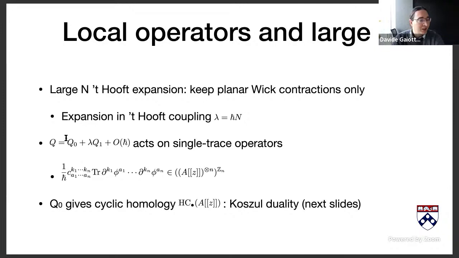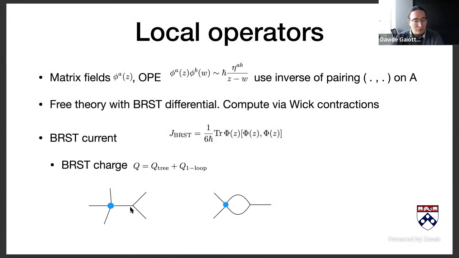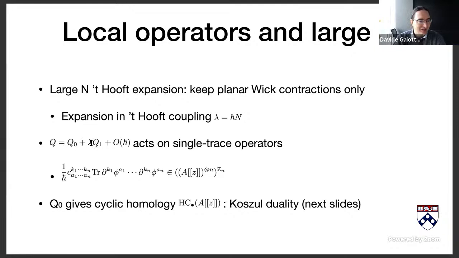When you turn on the differential, the tree-level part gives you something of order one. And the one-loop part gives you something of order h-bar times N plus some subleading corrections. So you still get the tree-level and one-loop contribution. The one-loop contribution is proportional to the 't Hooft coupling. Basically, Q0 takes a symbol and replaces it with two consecutive symbols. And Q1 takes two consecutive symbols and merges them into a single one.